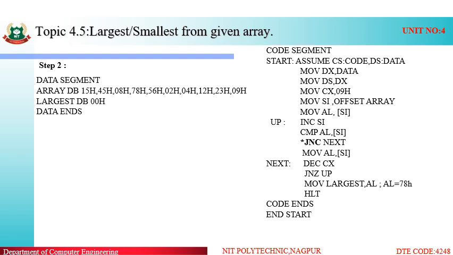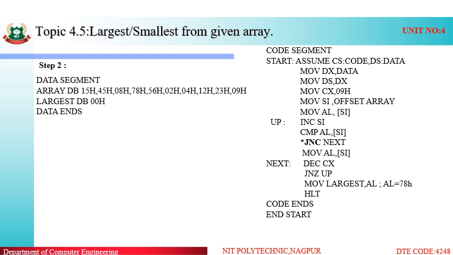Next we are doing JNC. JNC means jump if not carry. Whenever we are using a program to find the largest number, we have to use the JNC instruction. This is the most important instruction we have to use inside our program. If the program doesn't consist of JNC, it will be a totally wrong program.